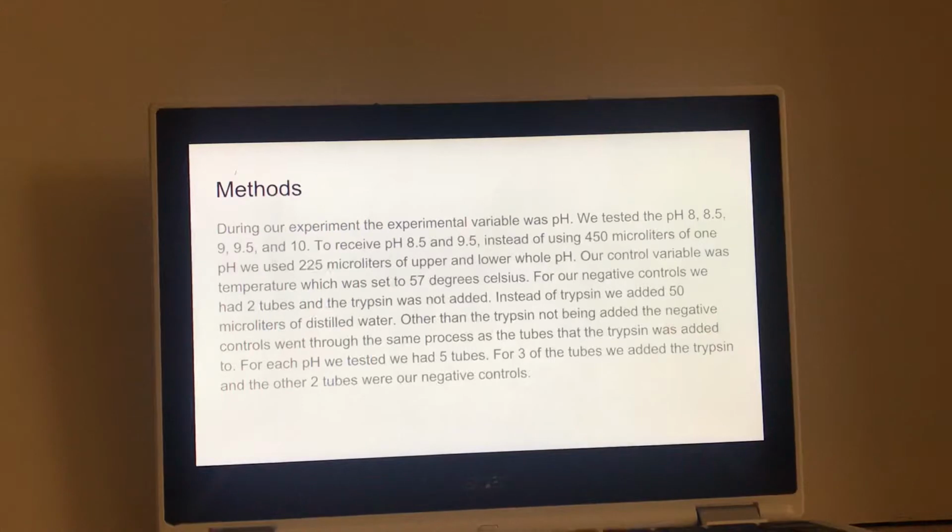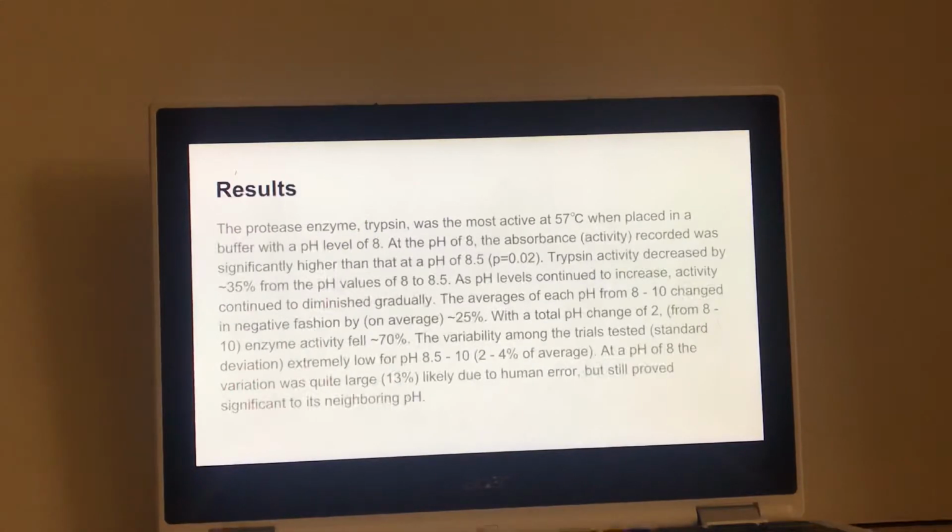The sulfanilamide, the colored group bound to the substrate, allows azocasein to be absorbed at 440 nanometers. So the higher the absorbance we have, the more the azocasein was digested. Basically it means that more enzyme activity was there. For our results, trypsin was most active at 57 degrees Celsius at pH 8.